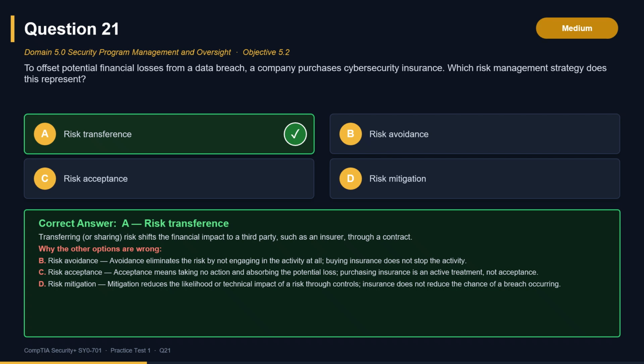Now, why the other options are wrong? Risk avoidance is incorrect. Avoidance eliminates the risk by not engaging in the activity at all. Buying insurance does not stop the activity. Risk acceptance is incorrect. Acceptance means taking no action and absorbing the potential loss. Purchasing insurance is an active treatment, not acceptance. Risk mitigation is incorrect. Mitigation reduces the likelihood or technical impact of a risk through controls. Insurance does not reduce the chance of a breach occurring.